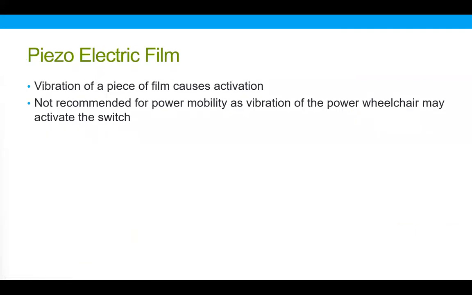We then have another technology called piezoelectric film. And this is a small piece of plastic film, looks kind of like plastic wrap that you'd use for your leftovers. And when this film is vibrated, it will activate a switch, provides a switch activation. This is also not recommended for power mobility because vibration from the chair can activate it. It's also not possible to provide a sustained switch activation.